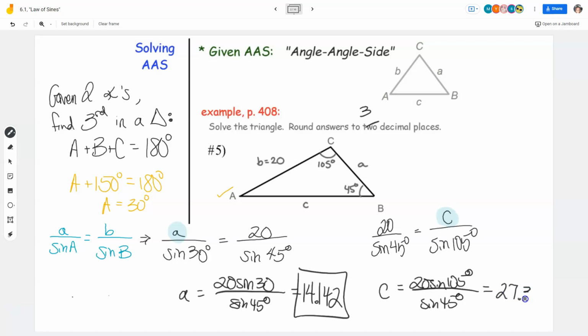7.320. Wait, is it 320 or 321? There's a 3205. And if there's a 5, 5 or higher, you round. You round up.